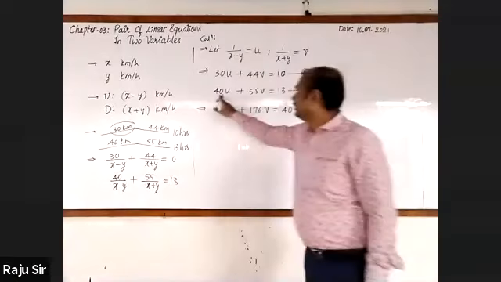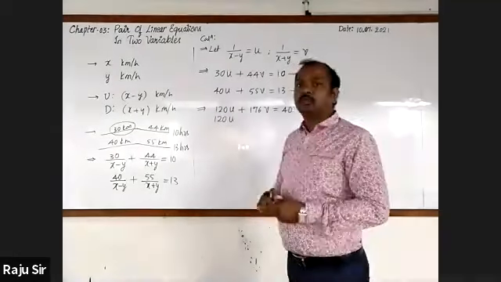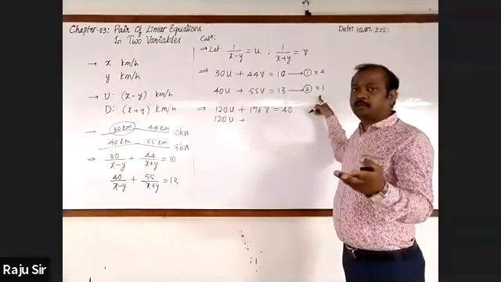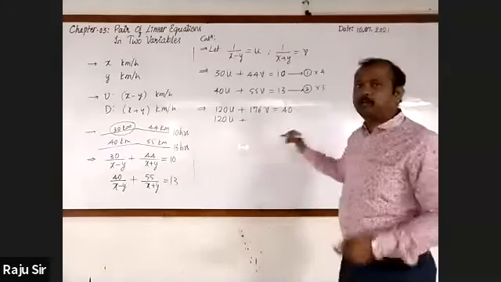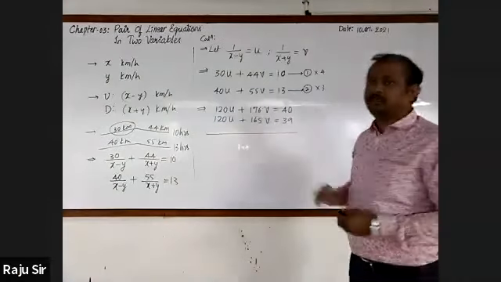Let us multiply the second equation by 3. 40 times 3 is 120, so 120U, plus 55 times 3 is 165V, which is equal to 13 times 3, that is 39. Let's go for changing the sign.